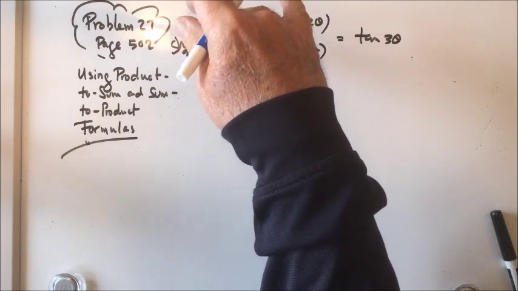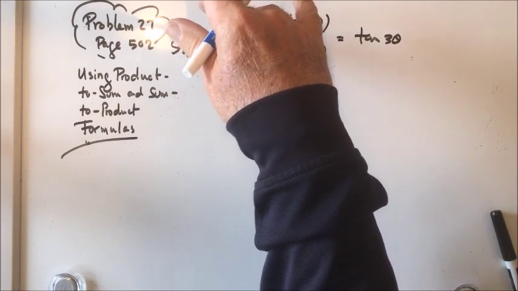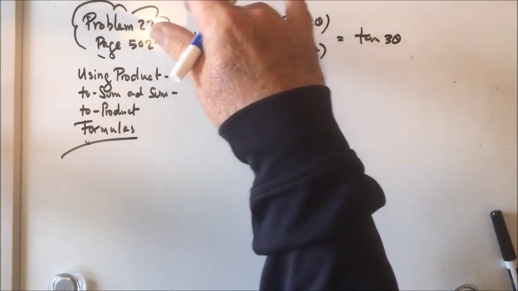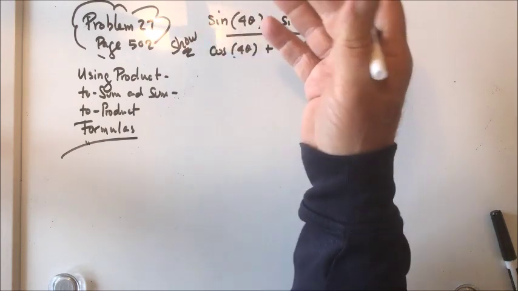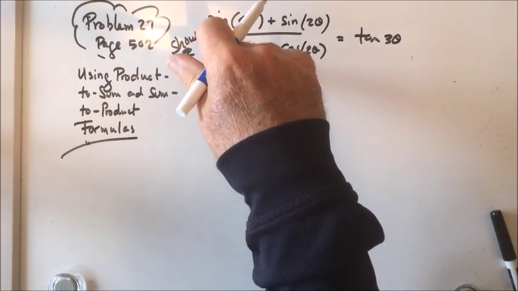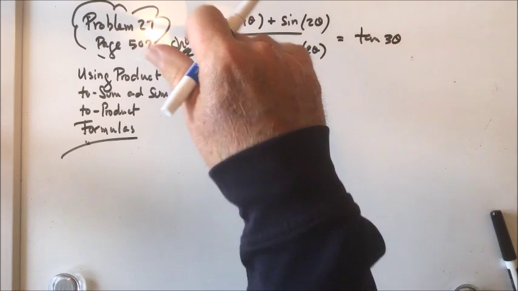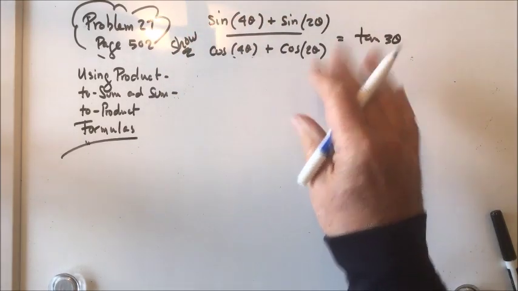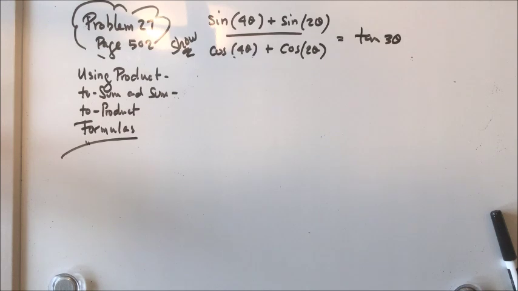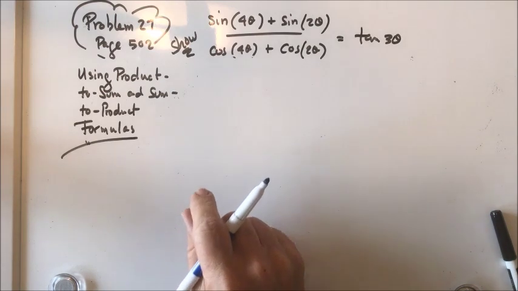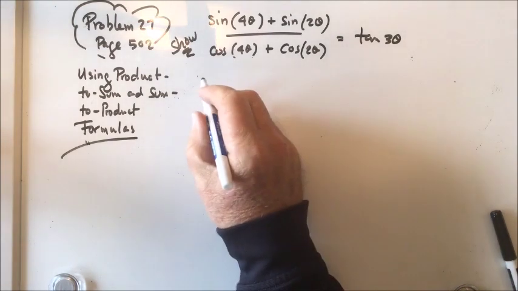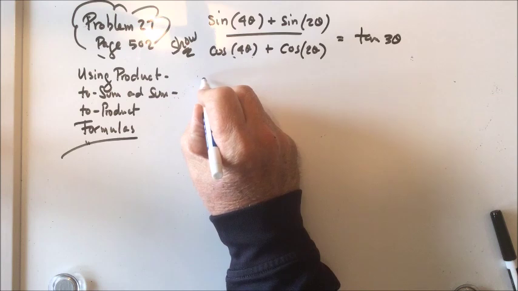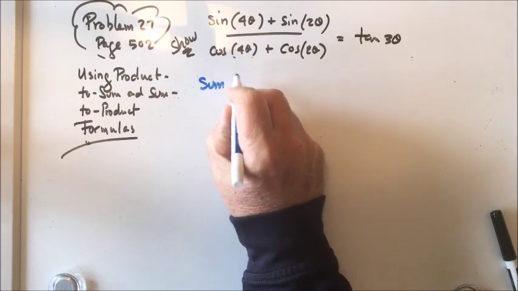So I'm feeling like the sum to product formula for the sine will turn this into a product, and the sum to product formula for the cosine will turn this sum into a product as well. And hopefully things will cancel. So if this works, this won't be difficult. So I'm looking at the sum to product formulas, and let me write them down.